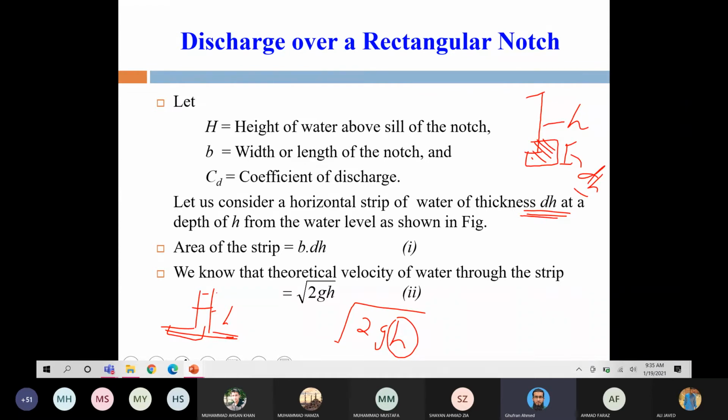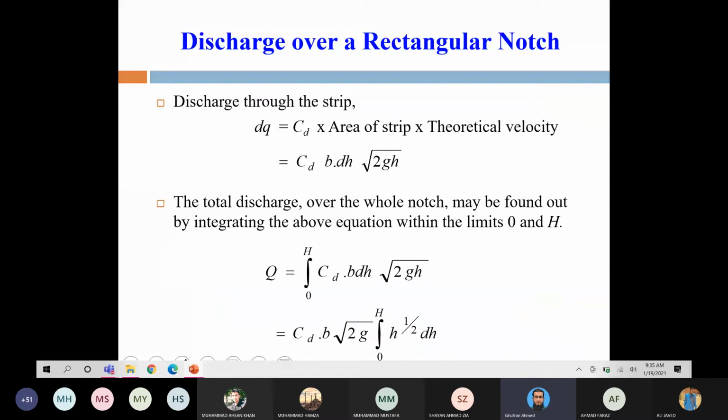So, what is the formula of discharge? कौन बताएगा? Q is equal to AV, और साथ CD से multiply करते हैं अगर हम coefficient, तो this becomes an actual discharge. So, discharge through the strip, small dq would be CD, area of strip and theoretical velocity. So now, this is the discharge which is flowing in a small strip.